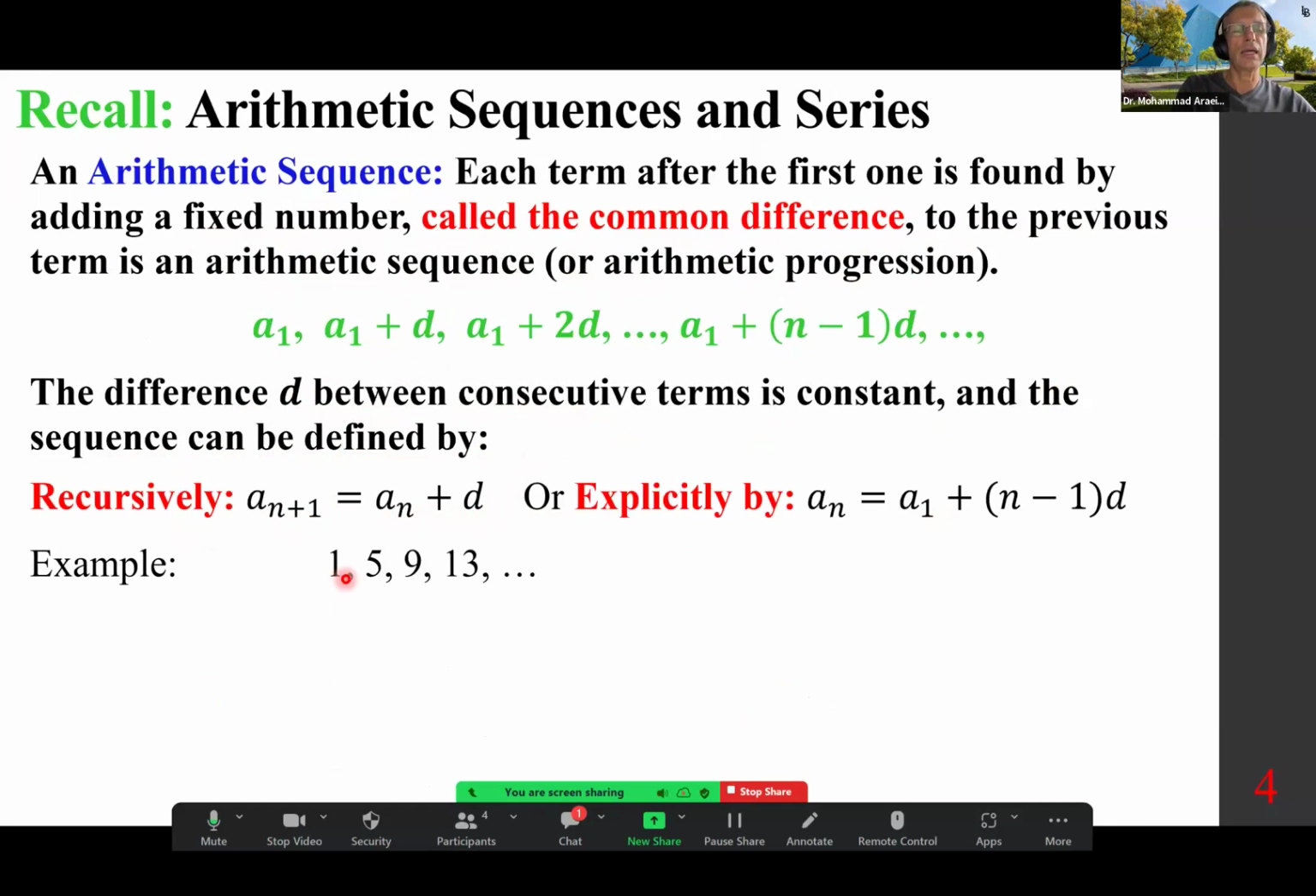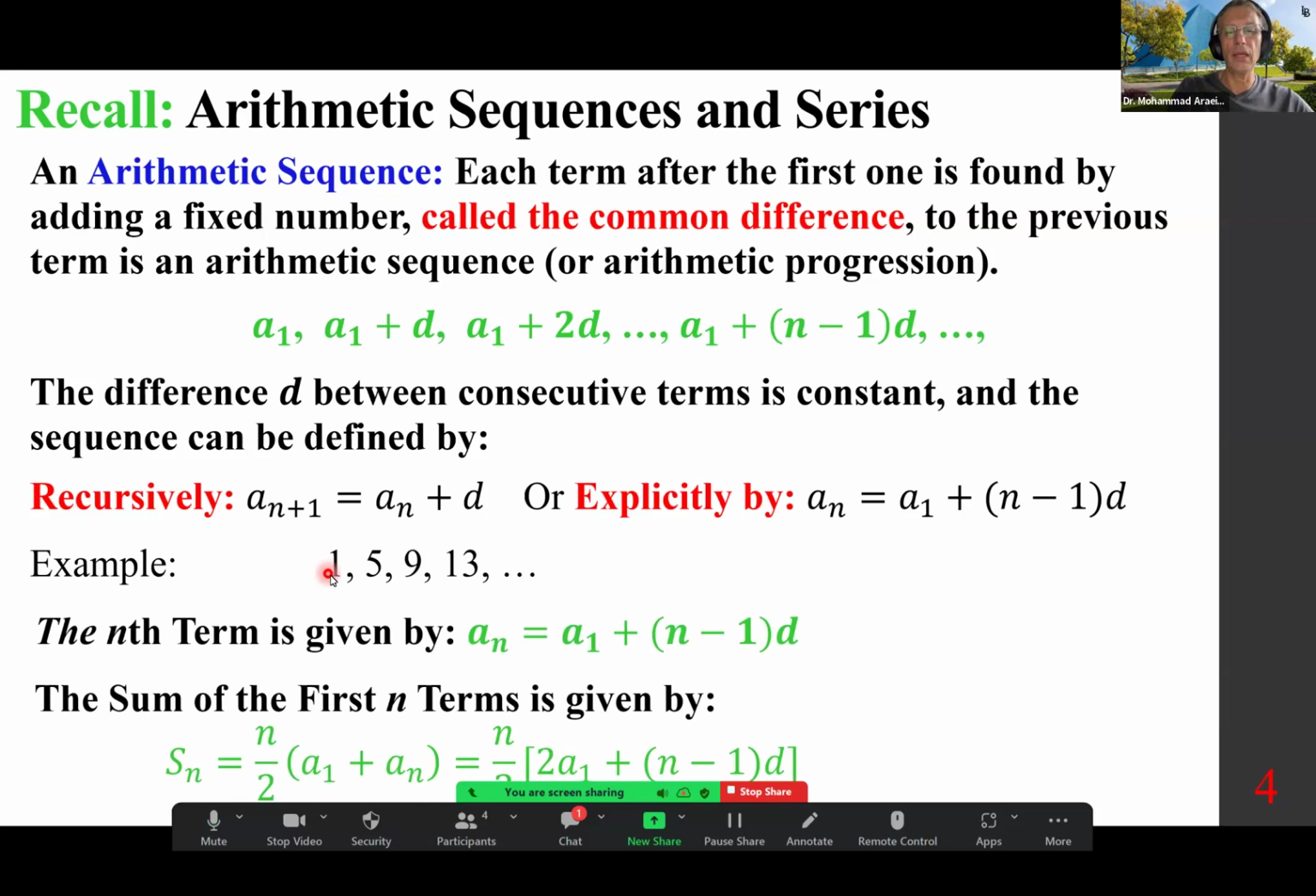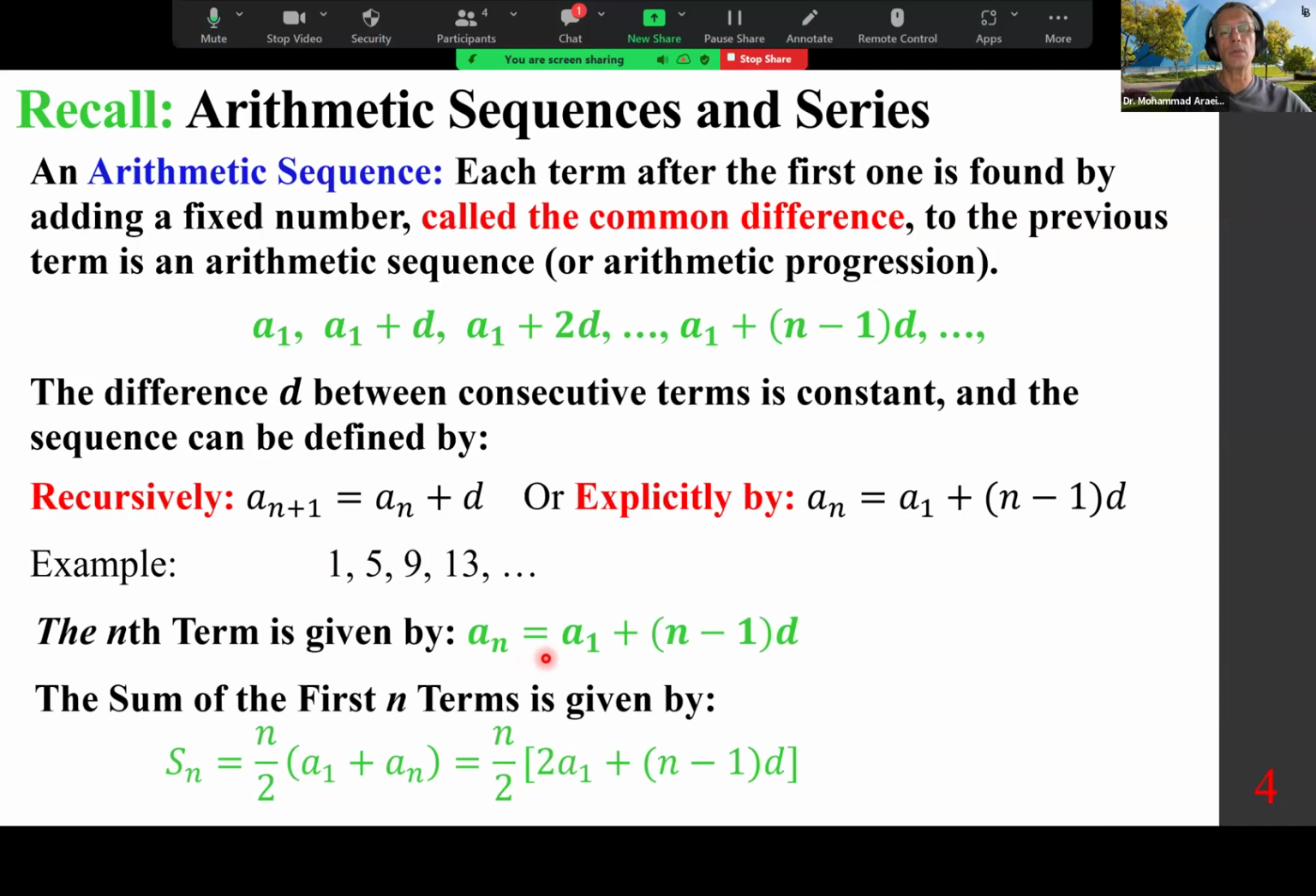Example 1: add 4 you get 5, add 4 you get 9, add 4 you get 13. So this is the first term, a sub 1, and d is 4. The nth term is given by a sub n equals a sub 1 plus n minus 1 times d, and the sum of the first n terms is s sub n equals n over 2 times a sub 1 plus a sub n, or n over 2 times 2a sub 1 plus n minus 1 times d.